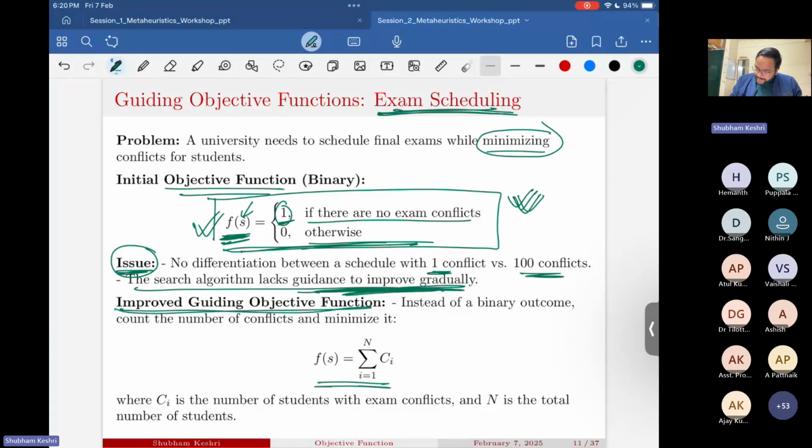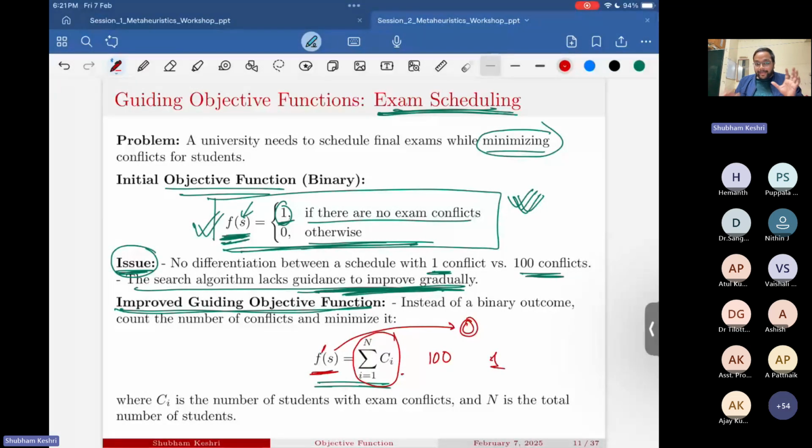What is an improved guiding objective function? You take an objective function f dashed, so I should have written it as f dashed. What is this objective function? It sums the number of conflicts. Suppose there are 100 conflicts, it evaluates to 100. If there is one conflict, this sum will evaluate to 1. Now what are we looking for? We are looking for a solution which evaluates to 0.